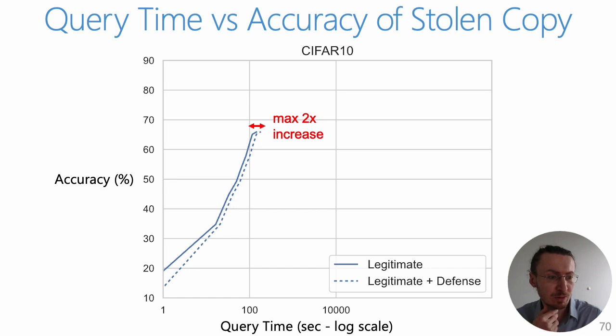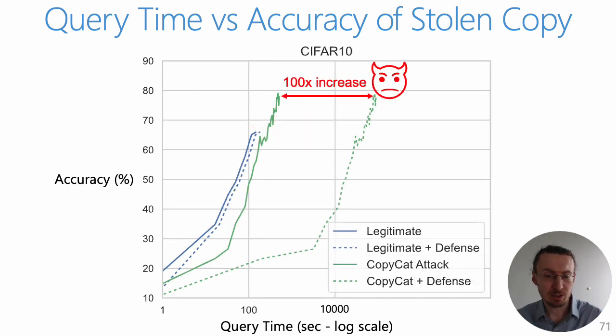Finally, we also give you some final results from this defense, just to show how it performs. In this graph, we compare the accuracy of the stolen model, shown on the y-axis, against the time in seconds to run the queries, presented on the x-axis. Note that the x-axis is on a log scale, and we show results both before our defense is applied, the solid line, and after, the dashed line. For a legitimate user, the increase in query time is a maximum of around 2x.